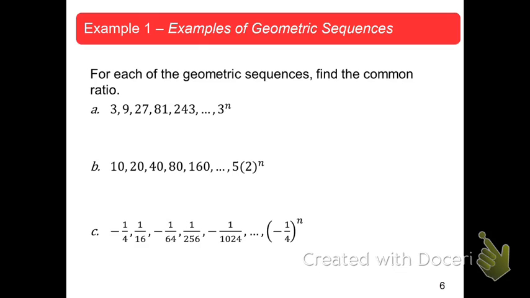So let's do this in example 1. For each of the geometric sequences, find the common ratio. For the first one here, what can I use to find my common ratio? 9 divided by 3. Okay, what if I don't want to do that one? What's another one I could have used? 81 divided by 27. Is there another one? 243 divided by 81. One more. 27 divided by 9. It doesn't matter which of those I use. That's using all the different ones here. We end up with R equal to 3.